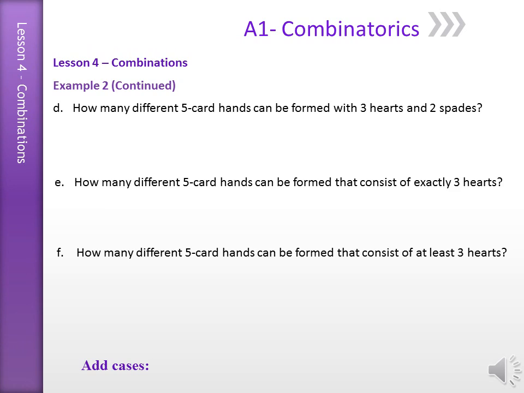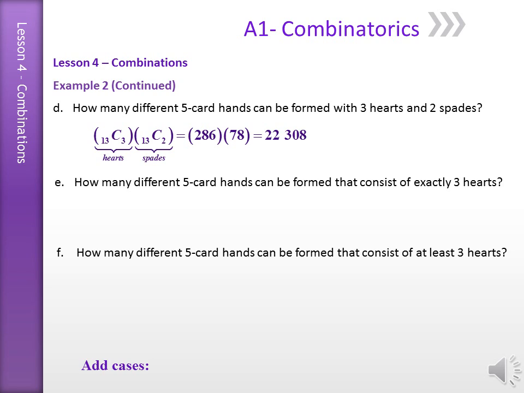Part D. How many different 5-card hands can be formed with 3 hearts and 2 spades? We need to choose 3 from the possible 13 hearts and 2 from the possible 13 spades. So 13 choose 3 times 13 choose 2, which is 286 times 78, which equals 22,308.